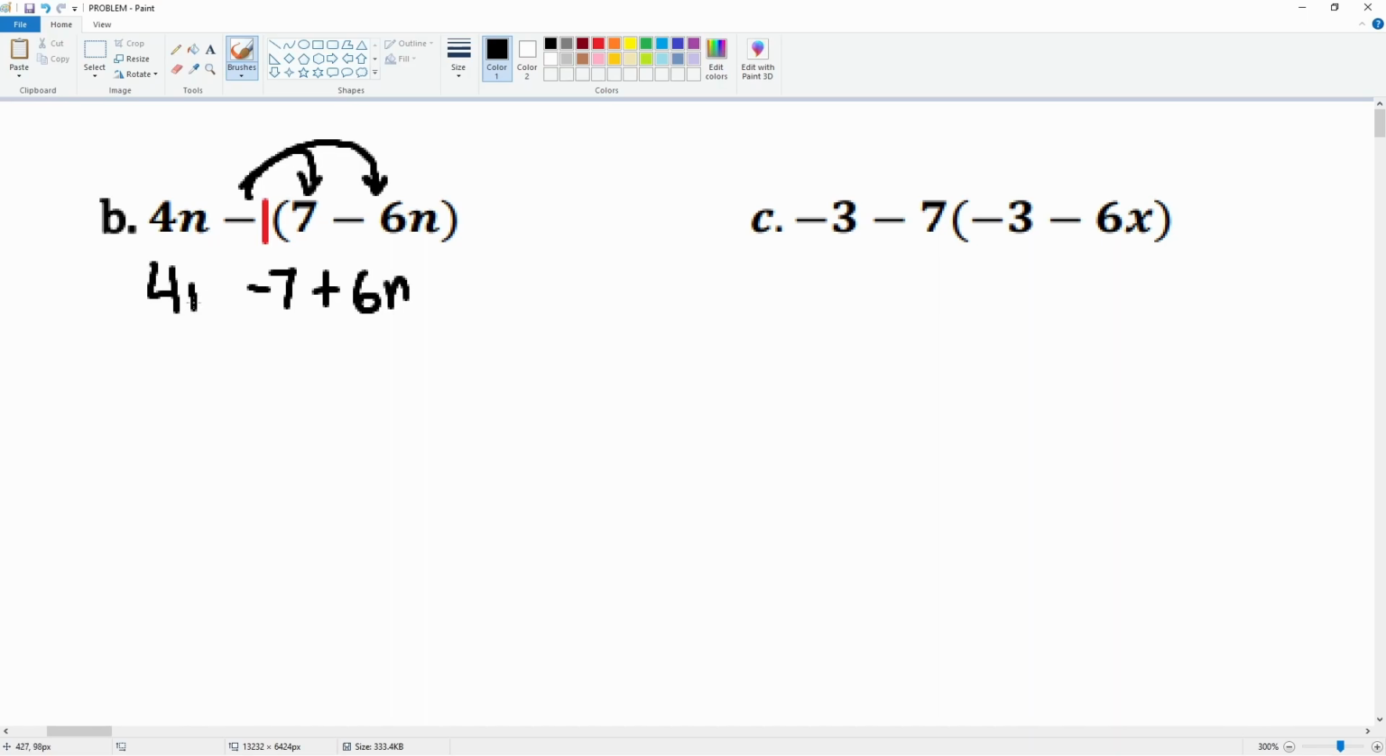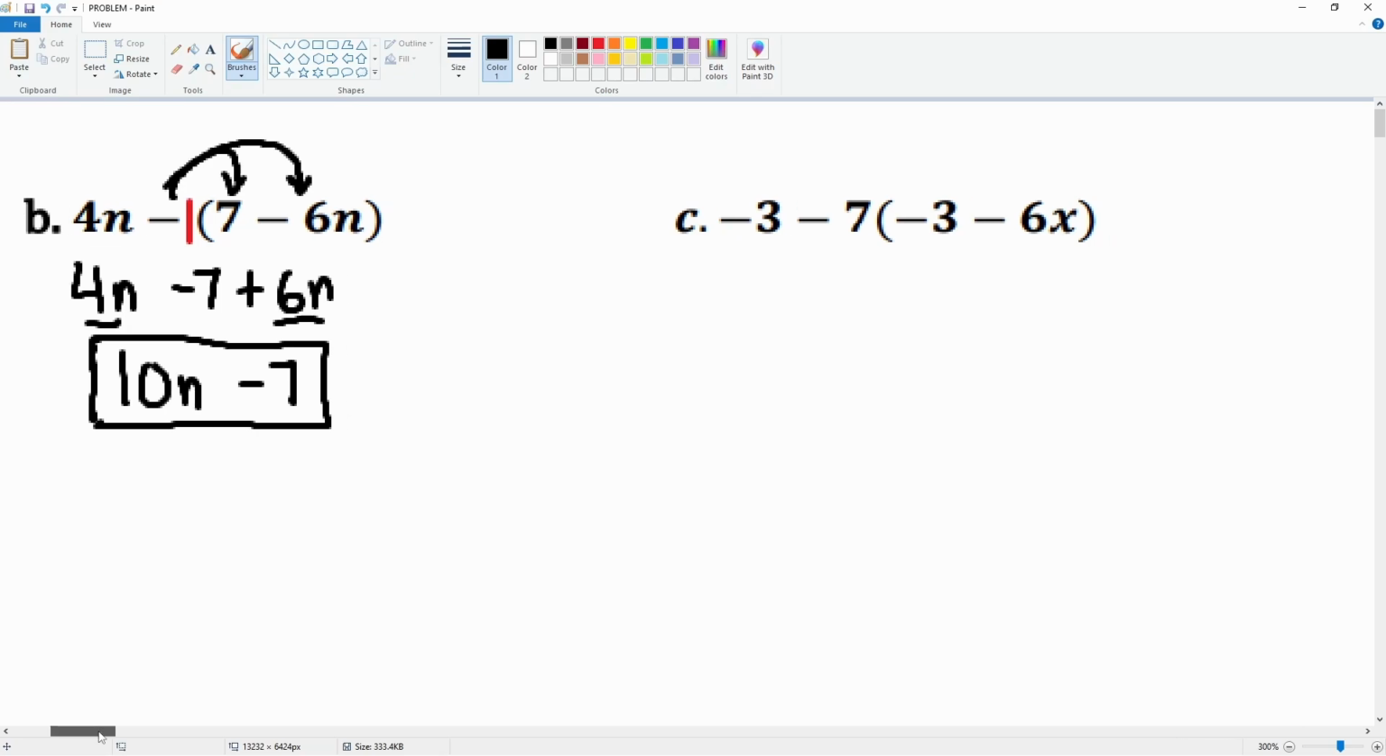Bring down that 4n here. This 4n and 6n becomes 10n, and we're going to minus 7 here. Right? You are done at this moment because you have one variable term and one constant term. These two can no longer combine.